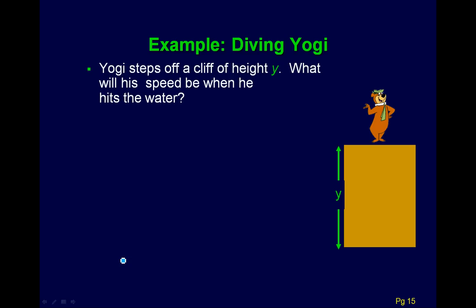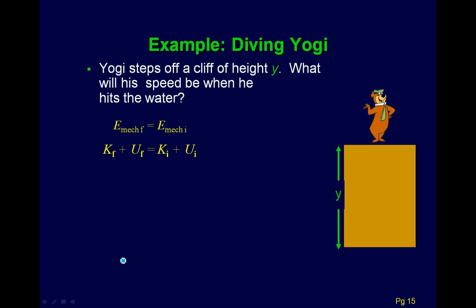So a quick example here, we've got, again, Yogi Bear on this cliff. Suppose Yogi steps off the cliff, which is a height y, with 0 velocity initially. What will his speed be when he hits the water? What we do is we make the assumption that for Yogi Bear, the air friction, the air resistance is 0, and so it's negligible. We can forget about it, so we can conserve the mechanical energy.